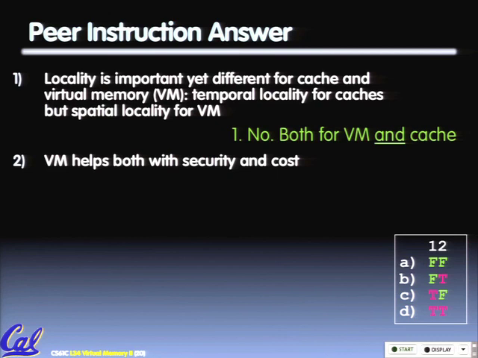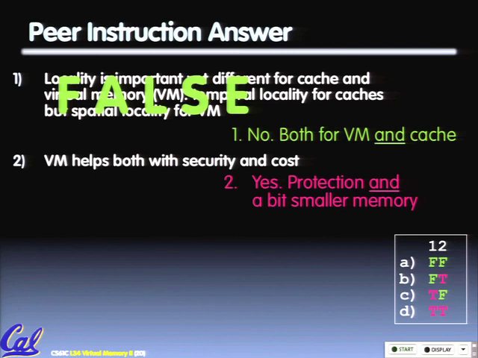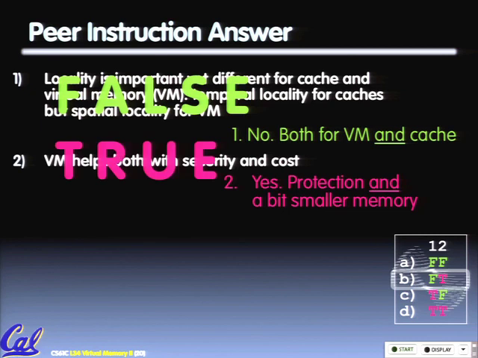The fact is security protects your process from another process, and cost means that you can actually spend half as much money on memory and still get your program to run. It just will run slower if you're doing more page swapping. But good stuff. That's true. So there's your B.